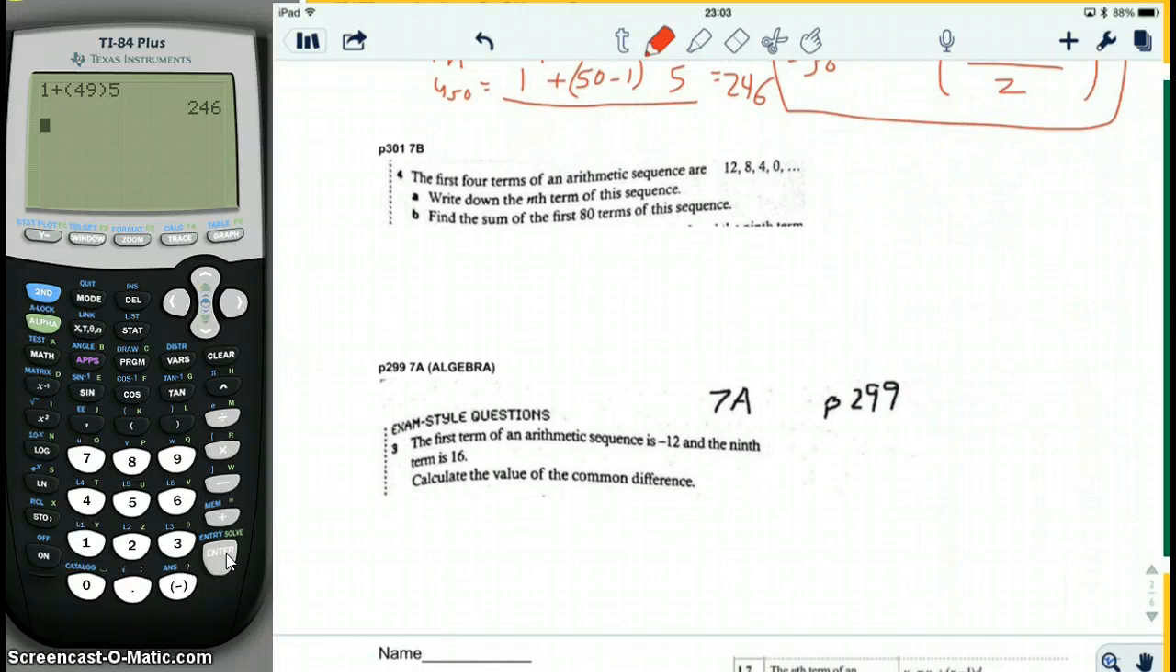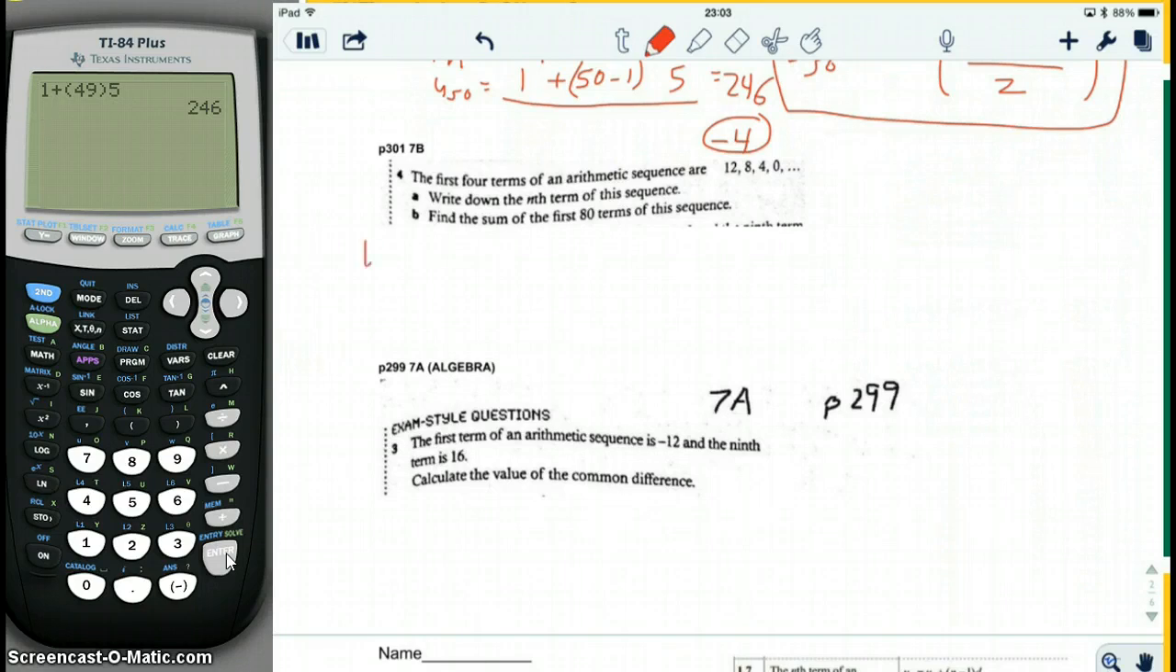Next one. The first 4 terms of an arithmetic sequence are 12, 8, 4, 0. Now this is our first arithmetic sequence that is going down, but it's still an arithmetic sequence because the step size is always the same. In this case, the step size is 4, or better, negative 4, right? Each step is negative 4 lower than the last one.